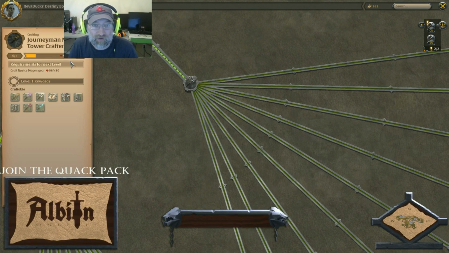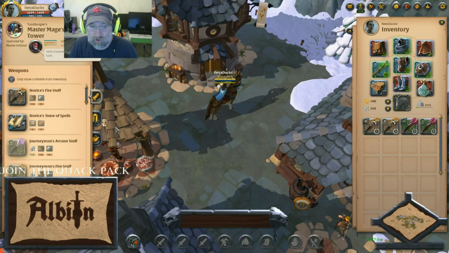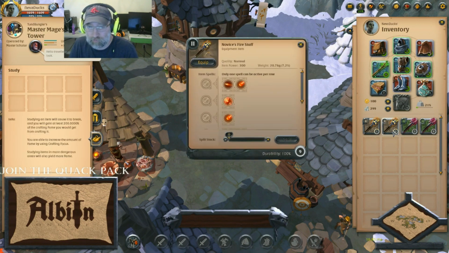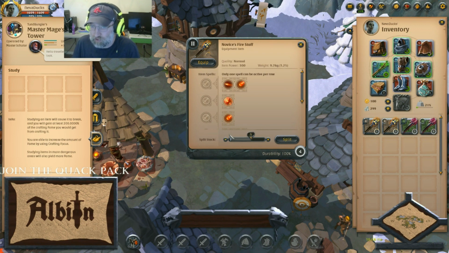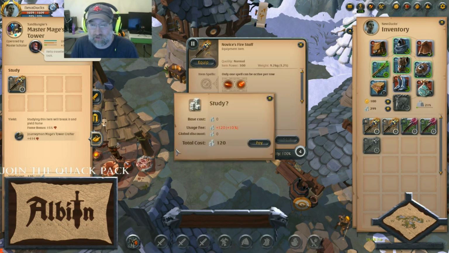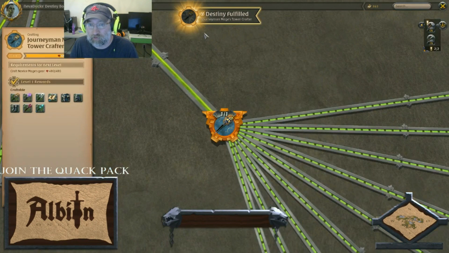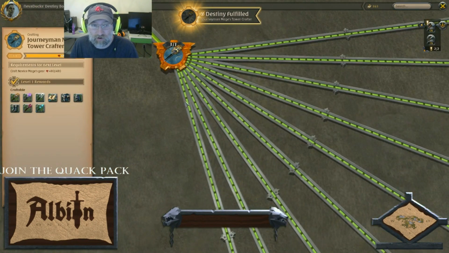We'll just pretend we don't have that 96 fame already. So I'm gonna put out 5 of them. Let's see if 4 will get me there. Well, I think 5 will get me there normally. So we're gonna put 5 over there. We're gonna study it. We're gonna pay the 120 silver. And there we go, bang. We are at tier 3.